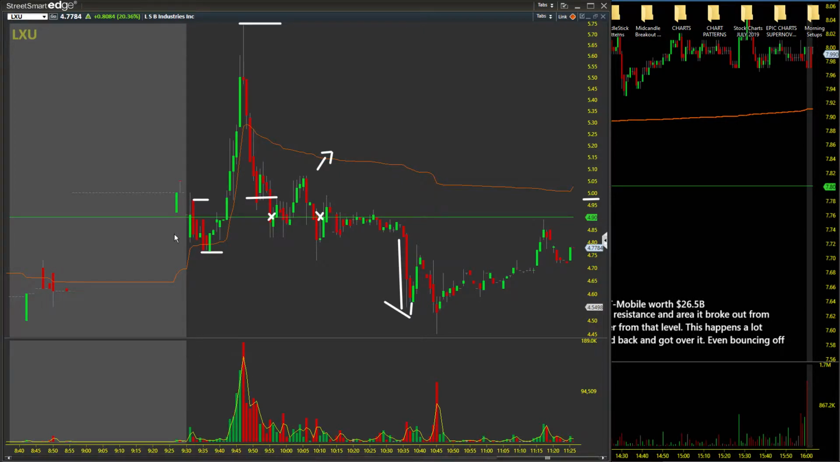So every time LXU came down to support here at $5 and $4.90, I saw all these big buyers just sitting on the bid, and they would just get filled. There was a lot of selling on the tape, and it was holding. So that's showing me that there's a big buyer sitting on the bid, patiently getting filled.